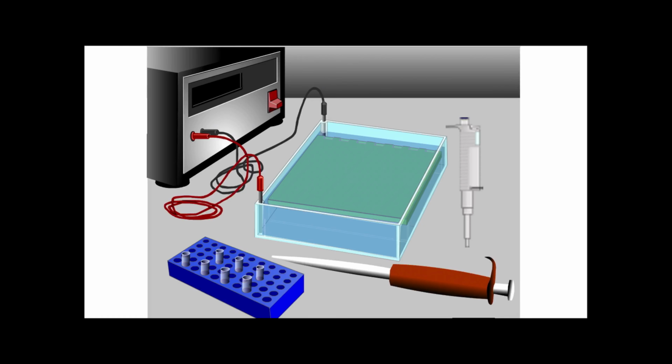So let's see how this entire system works. So of course, first you need a sample. It could be urine, plasma, serum, or CSF that you have to transfer into the wells located in your support medium. So you have to pipette it and place that in the wells.